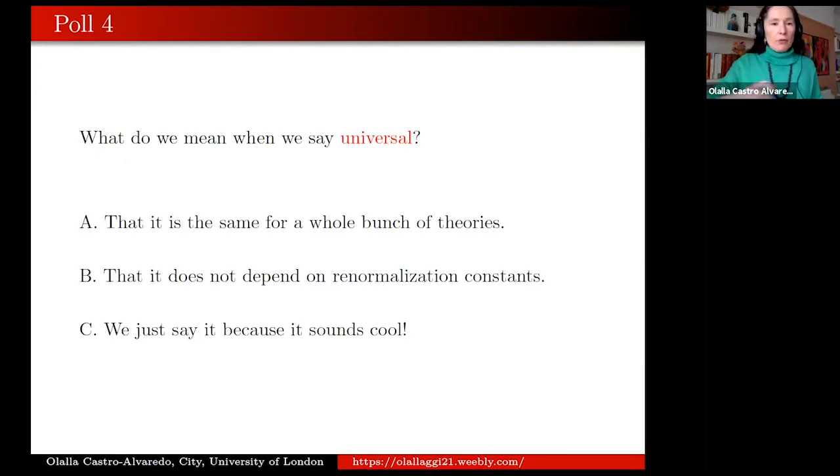So I want to give you three options. Something is universal when it's the same for a whole bunch of theories, or it does not depend on renormalization constants, or we just say it because it sounds cool, which is also a good reason that I like. So if you think it's A, I'd like you to write something now.